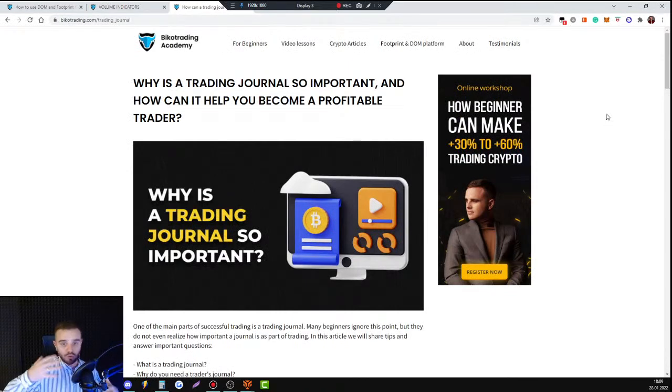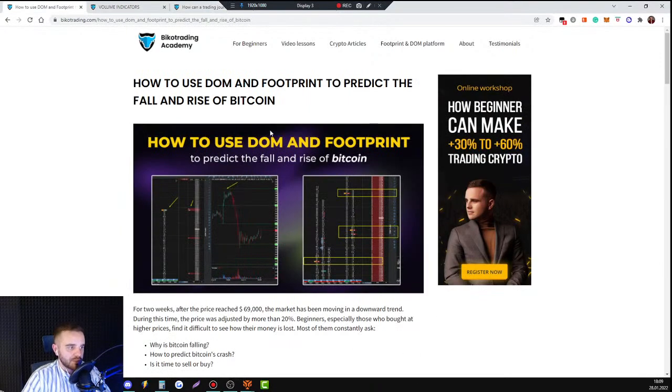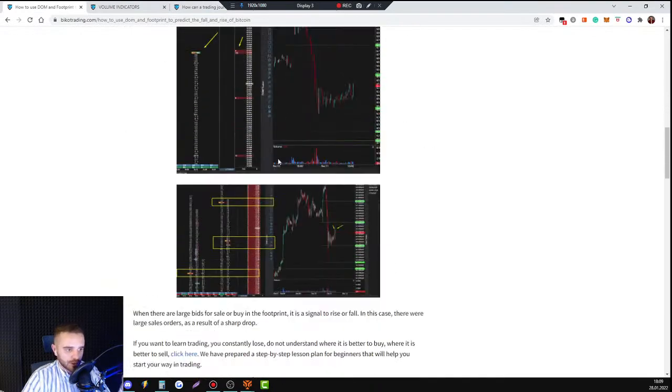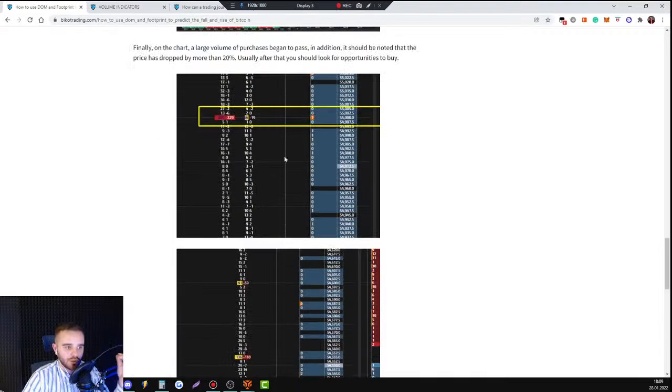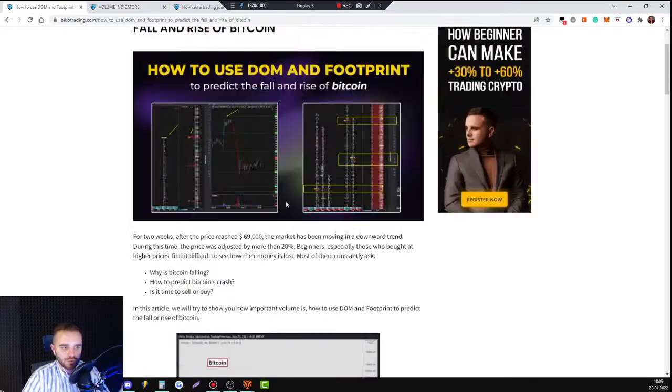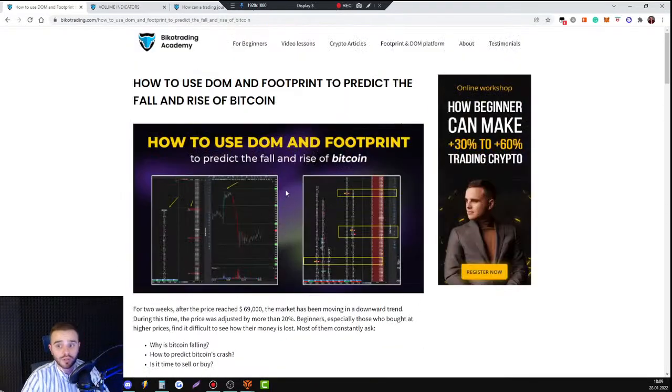Because when you work on your mistakes quite often, and especially when you have a mentor that can help you, you become much better. Okay, friends, let me summarize about volume in a footprint in DOM. It is, once more, the best indicator that you can use to predict movements of Bitcoin and other cryptocurrencies. That's it. I highly recommend it.